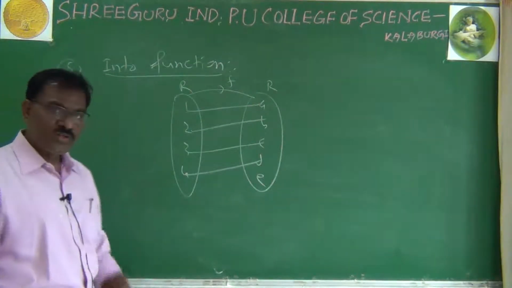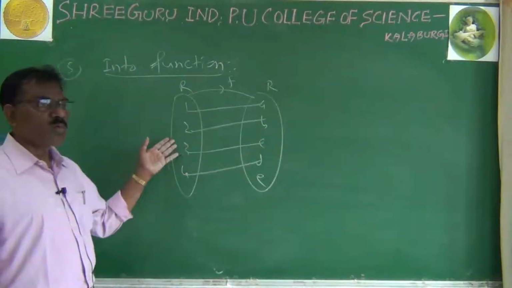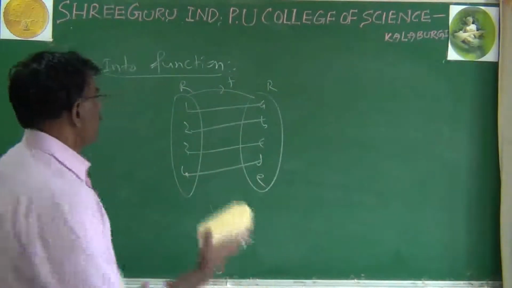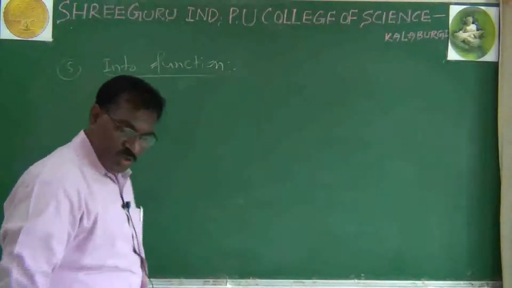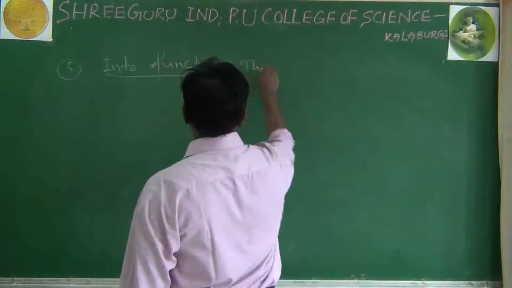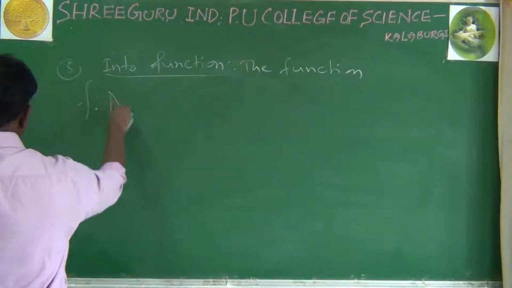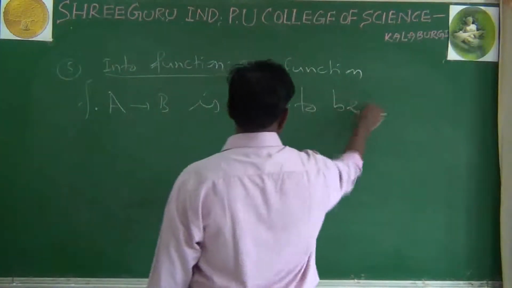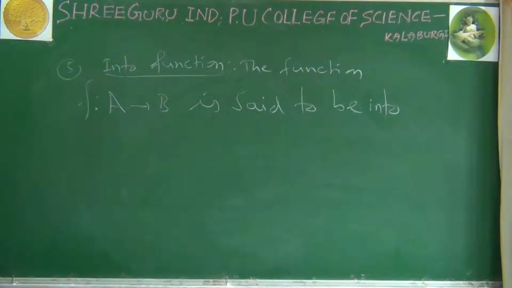Is it a many one function? This is not a many one function. Many one function means what? Two or more elements in the domain are associated with the same element. This is called many one function. So this is called into function. Very simple: not onto, this is called into. The function f from A to B is said to be into function.